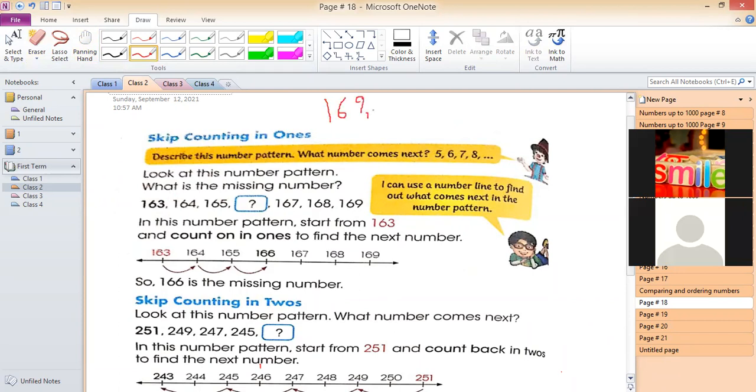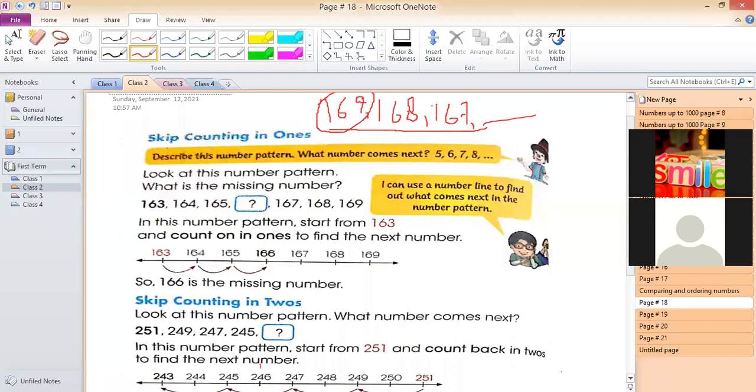169 and 168, 167. Then what will come next? Okay. So in this pattern, we are also counting in ones here. But here we are actually counting back in ones. How do you know that? Because the first number here is bigger. 169 is bigger than 168. So this number series is arranged from largest to smallest, biggest to smallest.